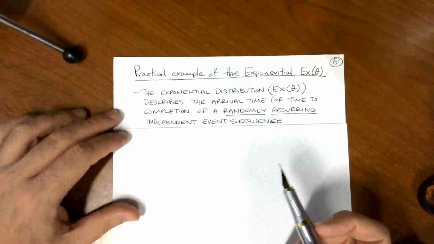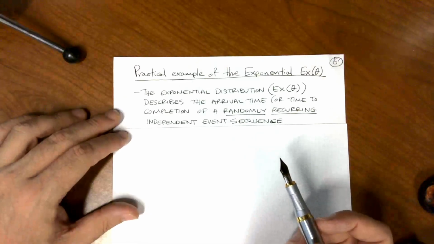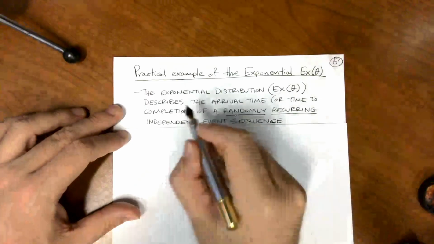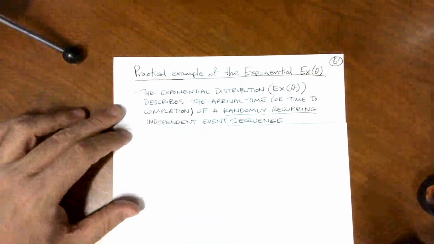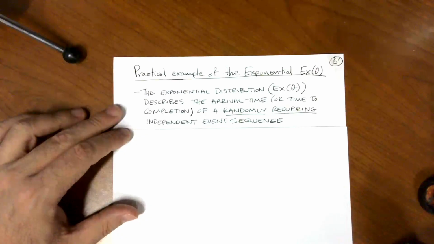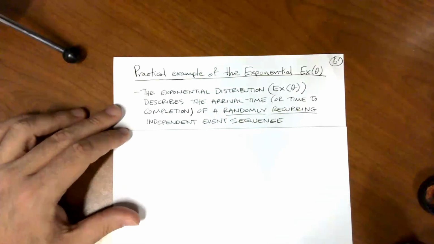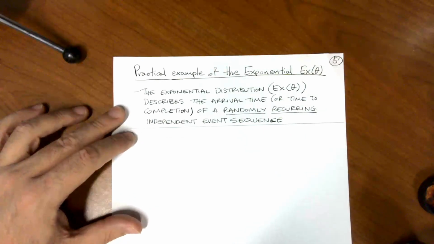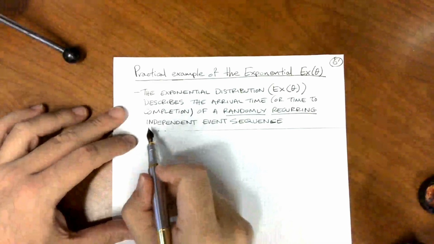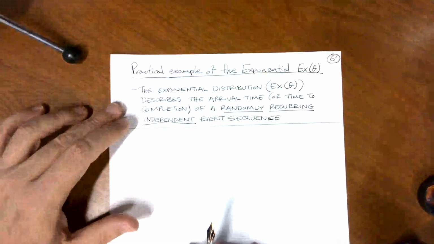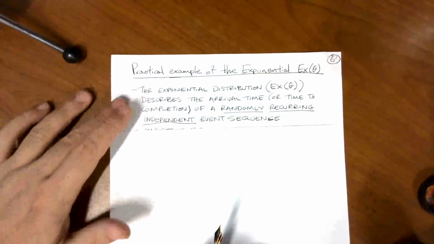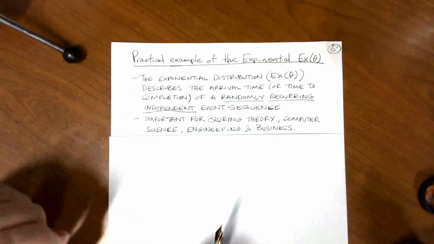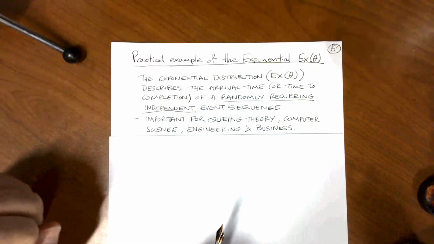So what the exponential distribution describes, the arrival time or a time completion, both of these would be valid, of a randomly recurring independent event sequence, right? So customers approaching a cashier waiting to be checked out is one of those things that you could consider as a randomly recurring independent event sequence. Now, there would be some discussions to have about how independent these events are, but assume for the time being that they are independent.